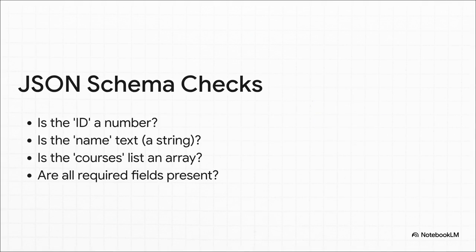So the schema check is basically asking these kinds of questions. Is the user ID a number, like it should be? Is the name actually text? Because if the app is expecting a number and it gets text instead, poof, it could just crash right there. This check makes sure the format is right before we even look at the data itself.